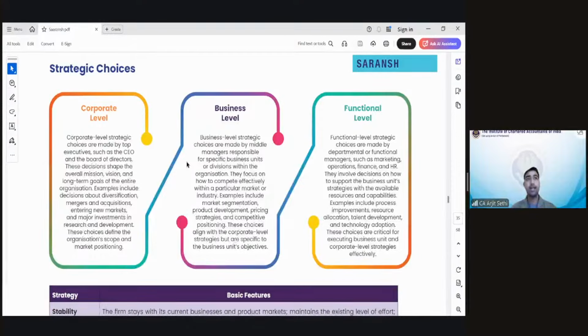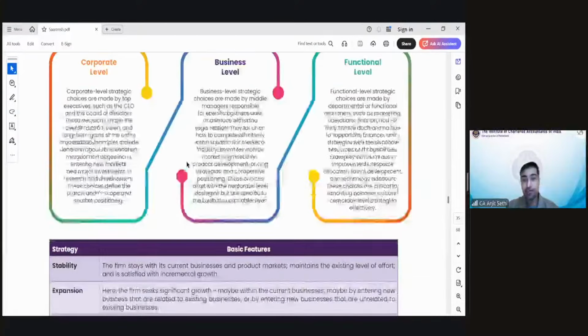So corporate says, hey, there's a lot of traffic congestion, let's build a flyover X to Y. The tendering, the procurement, the question and answer with vendors, understanding who will do what, when, how, that is business level. Actual execution is functional level strategy. Okay, that is corporate, business, and functional. Don't get confused with business and functional.